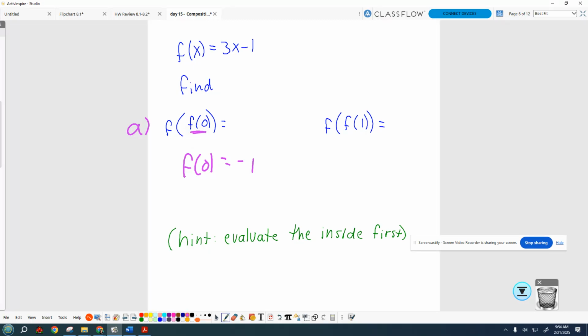How about we take that out? What is that? What did we just figure out? Minus 1. So now we're going to do f of, not f of 0, but the answer that he just told us. Okay. F of negative 1, looking at this equation, how do we find f of negative 1? Plug it into x, so 3 times negative 1 minus 1, what do we get? Negative 4.